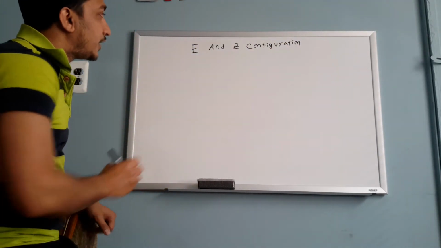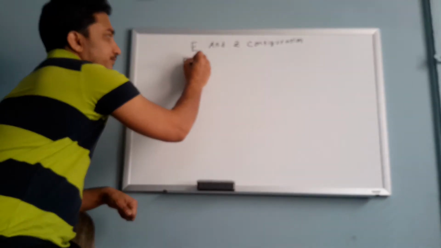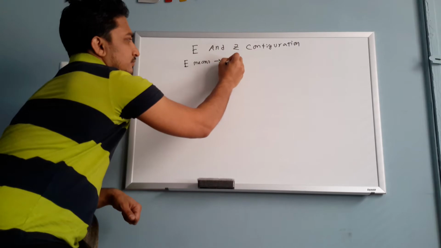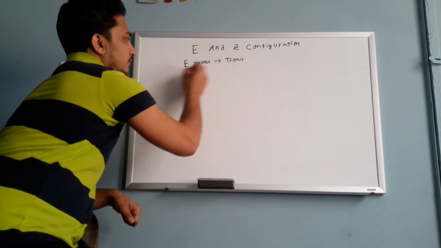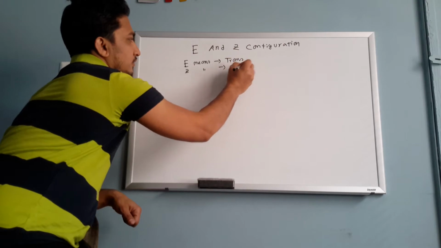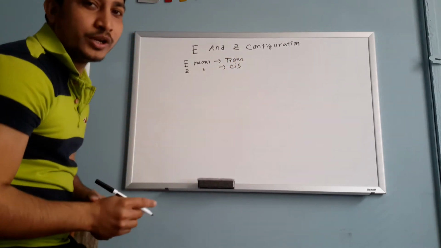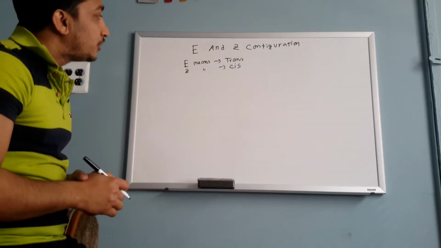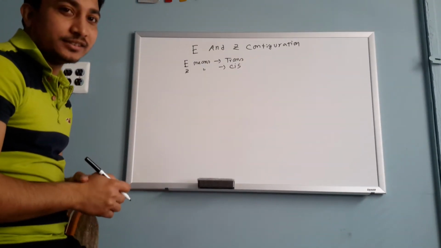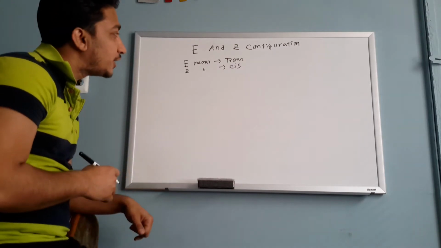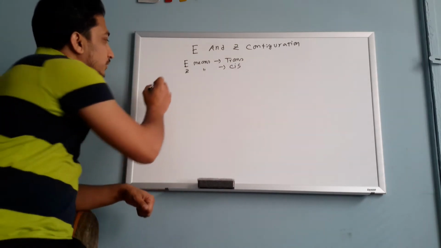E and Z configuration: E means trans, okay? And Z means cis. Basically, when we talk about E and Z configuration, we try to find out from the alkene whether my compound is E configuration or Z configuration.